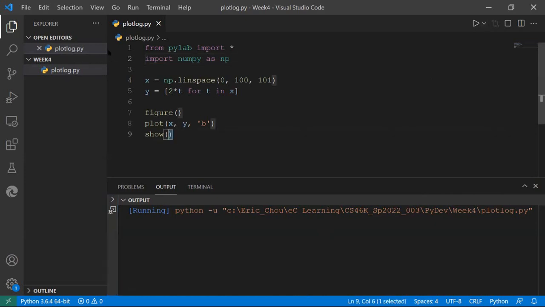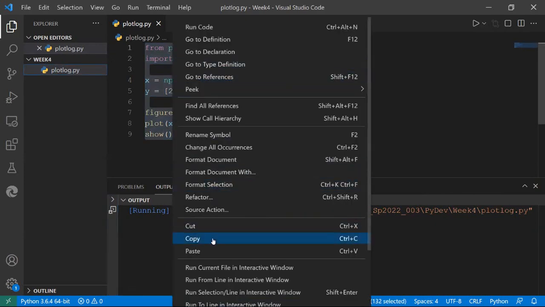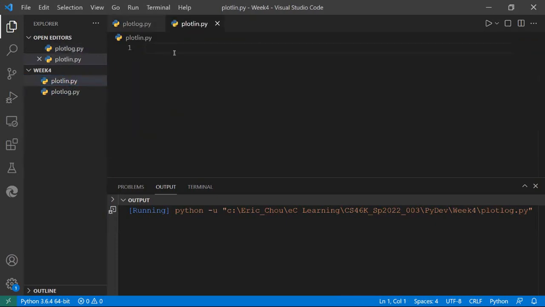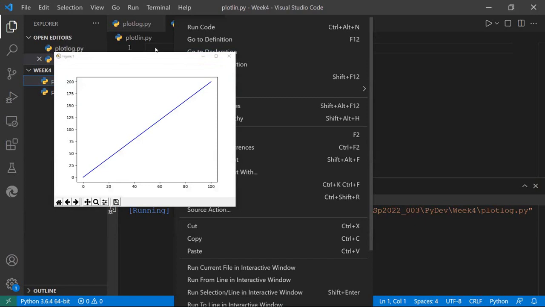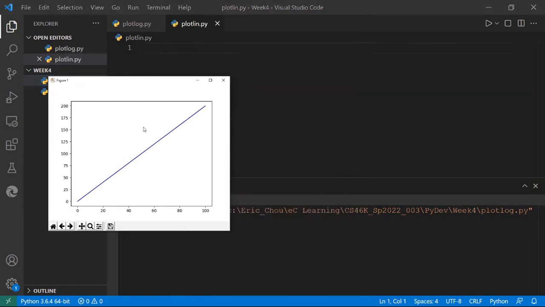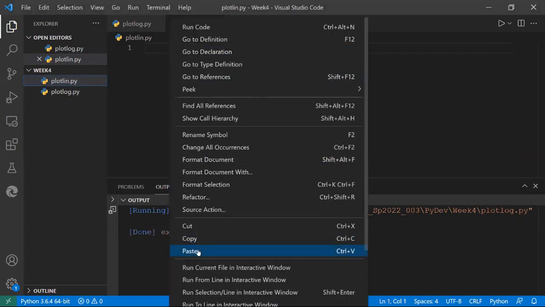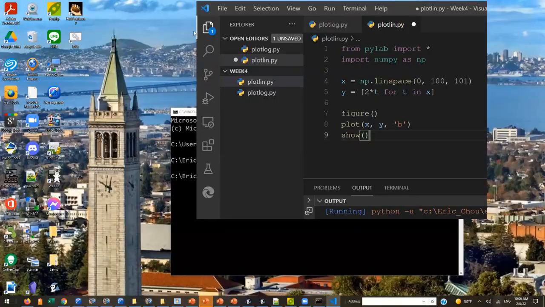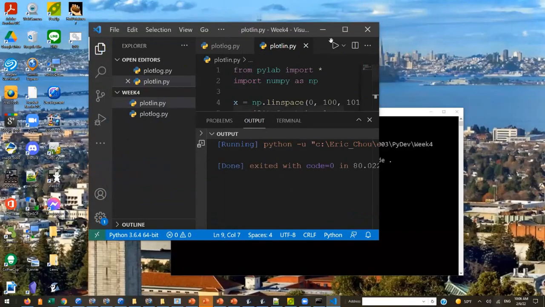While we are waiting, let me copy this one and name it plot linear. Let me pass the whole program to here, and it really is plot linear. It's not plotting a log chart. So this is plot linear. We finished. I back up to plot linear.